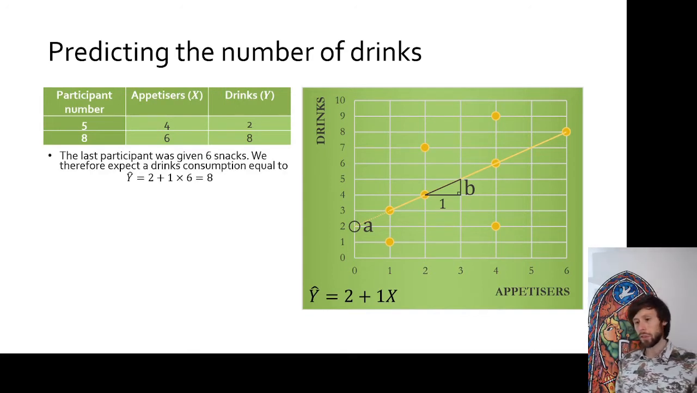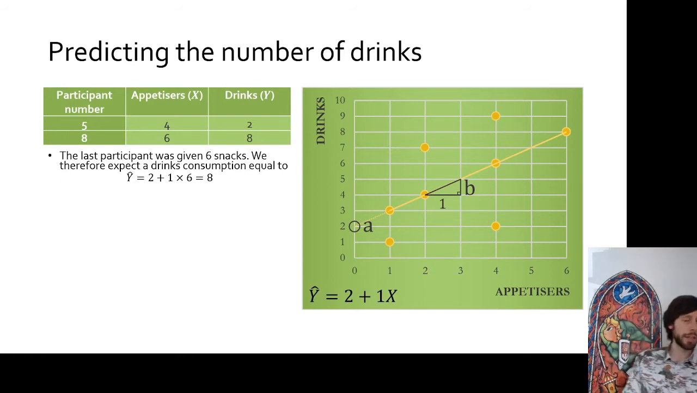So for example, let us look at the last participant. They were given 6 snacks, as you can see from the shortened table as well. And this you can then fill into the regression equation. You can put in their x value, which is 6 in this case. And then you get a prediction for how many glasses of whatever beverage they ended up ordering. 2 plus 1 times 6 gives us 8 drinks that we expect from this person.